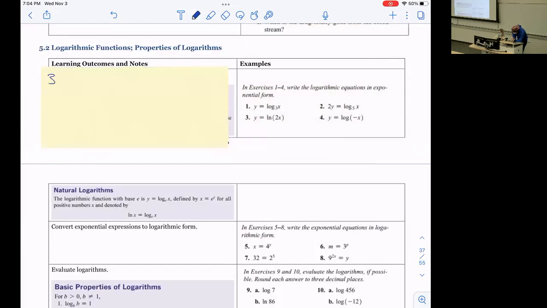Number 3 says the ln of 2x. Well, our ln is just our log, our normal log, to the base of e. So log base e of 2x. And our logarithms want to know e to what exponent is equal to 2x.